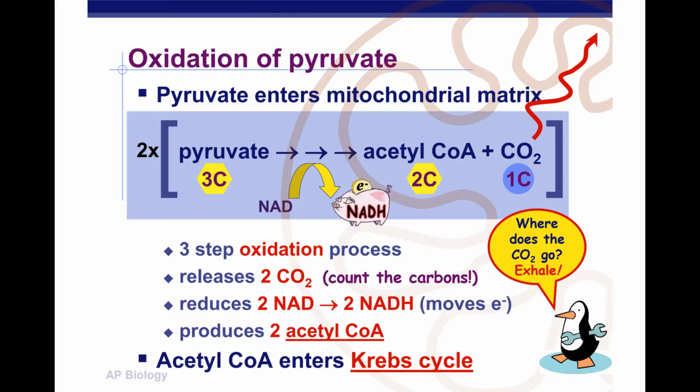In the process, we're going to make some more NADH. So we release 2 carbons for every glucose, because remember, every glucose gives us 2 pyruvates. Each pyruvate is going to give us 1 carbon dioxide. So we release 2 carbon dioxides, we make 2 NADH, and we make 2 acetyl coenzyme A's. Now it's acetyl coenzyme A that's going to enter your Krebs cycle. And remember, acetyl coenzyme A is 2 carbons big.